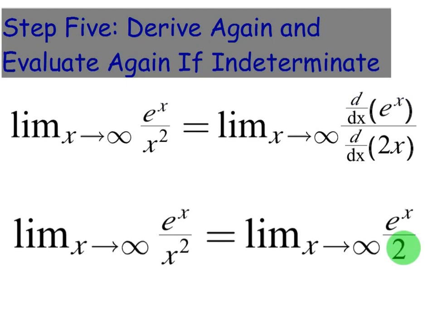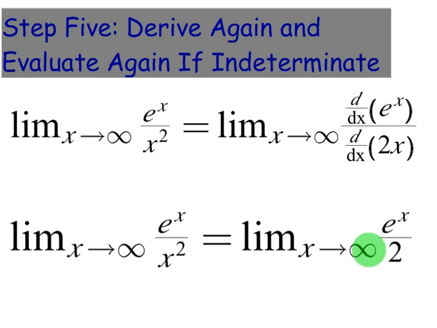Okay, so here we go. Derive again and evaluate again if it's indeterminate. So it's still indeterminate. We got infinity over infinity, so we're going to derive our new function. E to the x is still e to the x, but now we can take the derivative of 2x and we get 2. So we get e to the x over 2. Now that we've taken the derivative again, we can go ahead and try to plug in infinity again and see what happens. And some of you can already see you're not going to get an indeterminate form back.